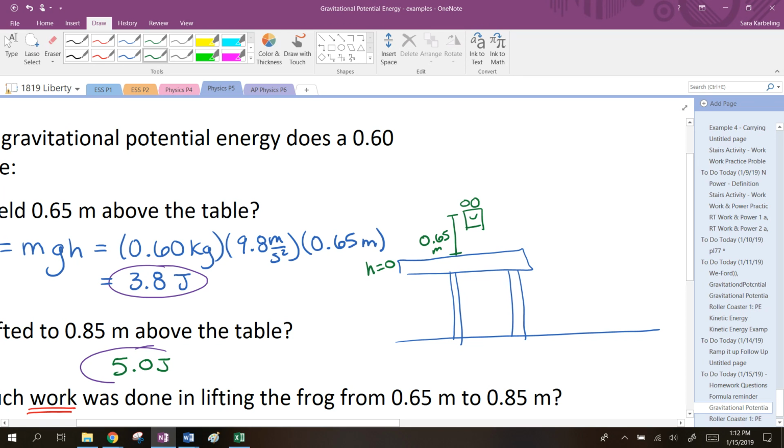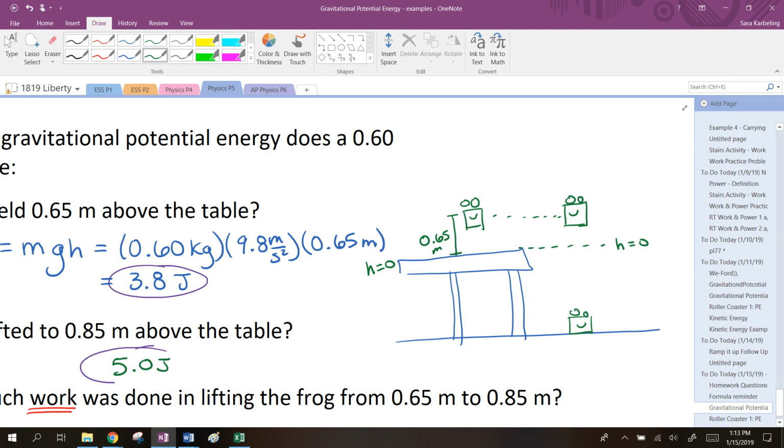But then when I walk him over, so now he's sitting over here, it looks like he's a lot higher, but no work has been done. But my h equals 0 is still here. Does that make sense? My h equals 0 is still here. So that means that if he lands down here, if I let him go and he falls down here, what does that mean about his potential energy now? Gravitational potential energy here.